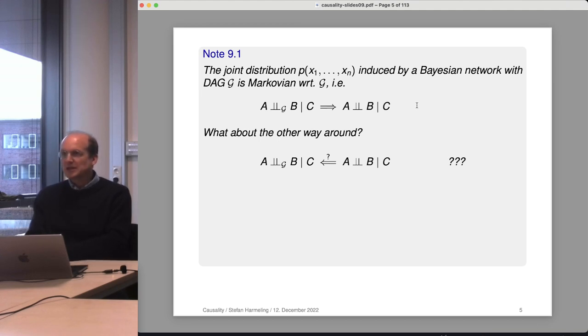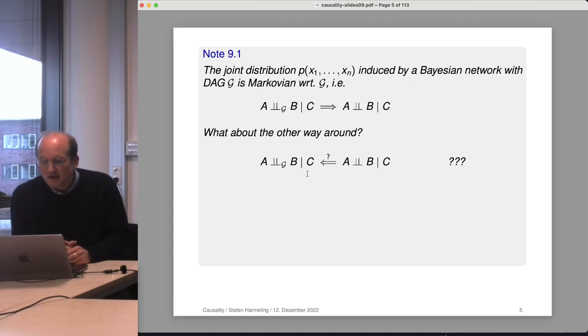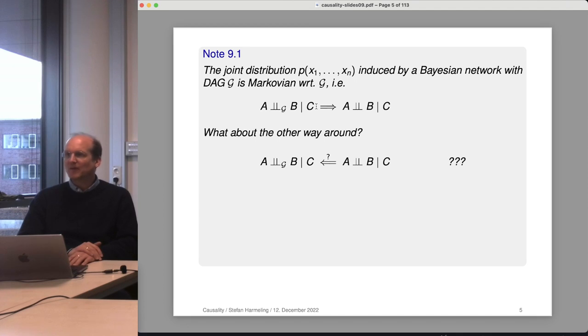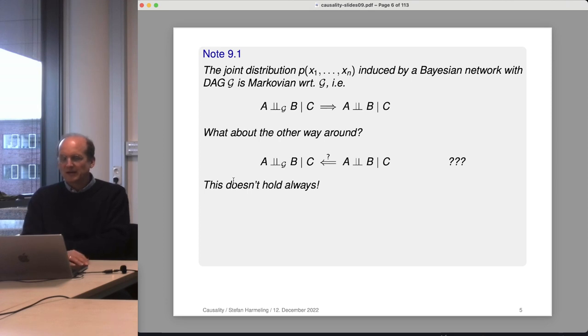Now, of course, the obvious question is, what about the other way around? It would be nice to have a one-to-one match, but that's not possible. It's just too complicated, this criterion. You've seen this graph criterion, this separation was a for-all criterion. For all paths, there exists something blocking. So that was quite a complicated statement. And here it's like the premise, and on this side, it's a conclusion. And there's some negation sometimes going on when you do something like that, and that kind of makes it a little bit complicated. In general, it doesn't hold always the other way around.